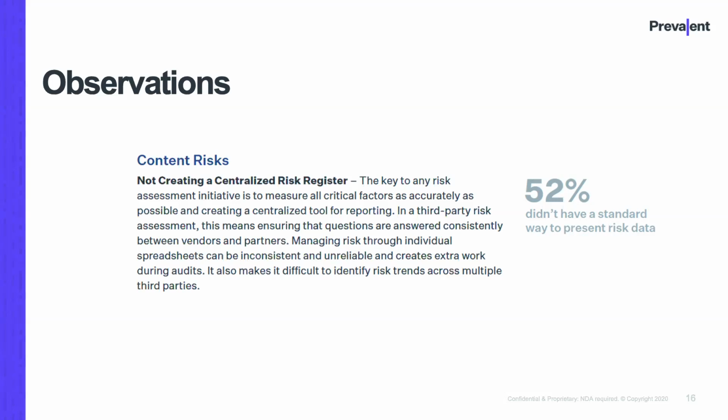But a centralized risk register is more than just an information security risk register. It's something that's universal across the organization. It's a similar model or process that's being followed across, say, privacy, business continuity, and so on.